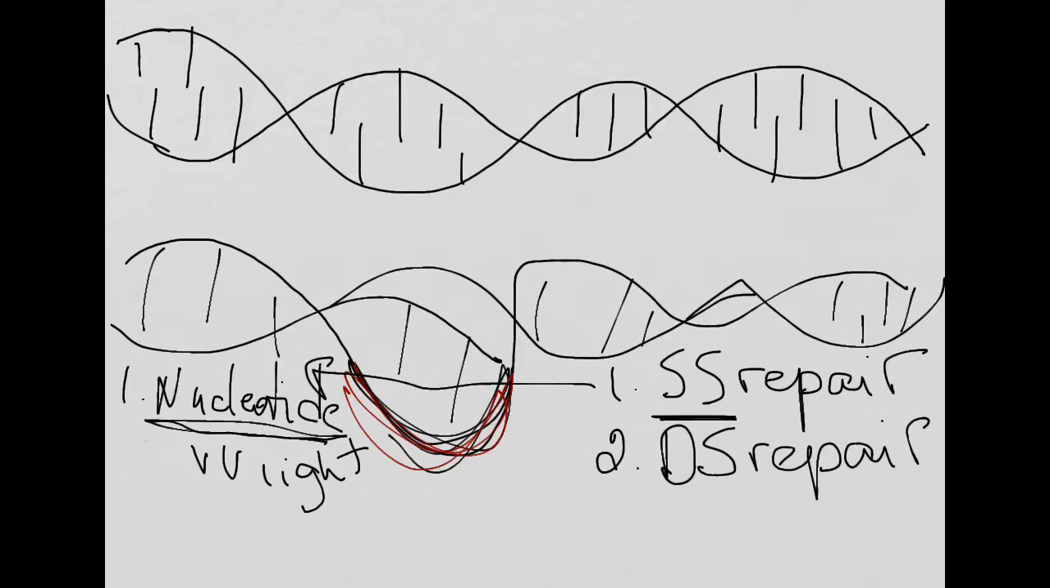So then a good example of this process failing is melanoma. It's a type of skin cancer. That occurs when this process of repair from UV light damage fails. The second type of repair mechanism is base excision.